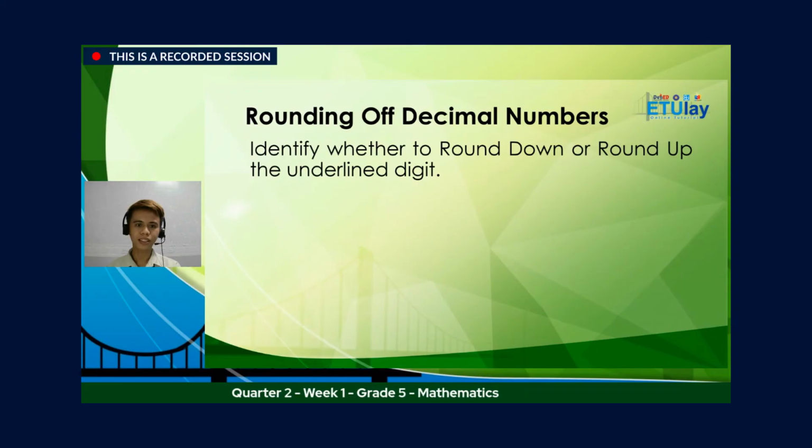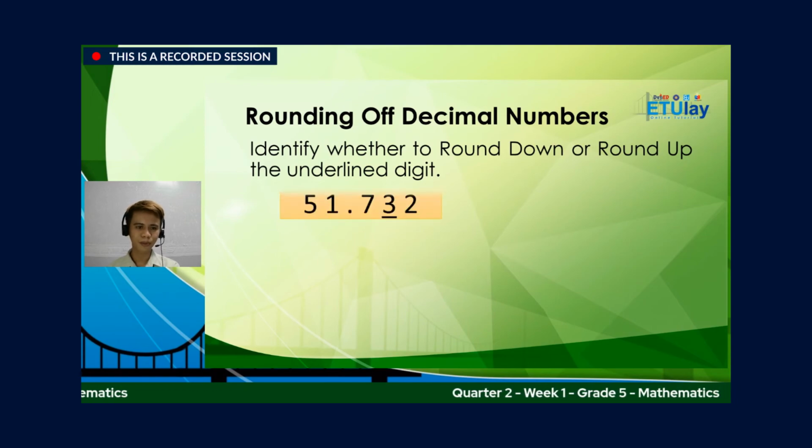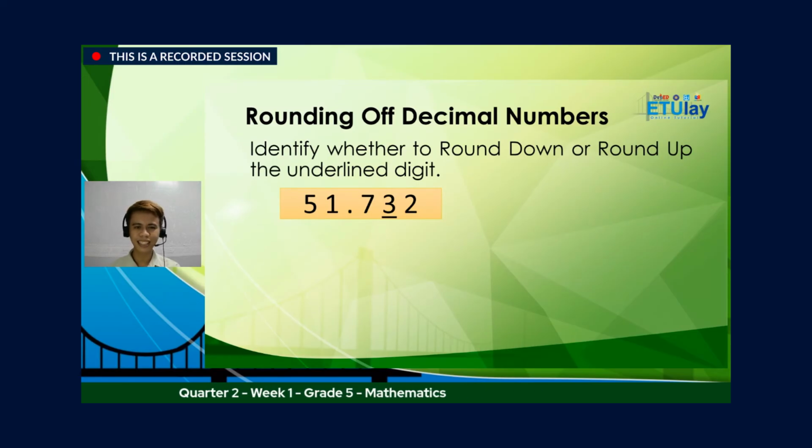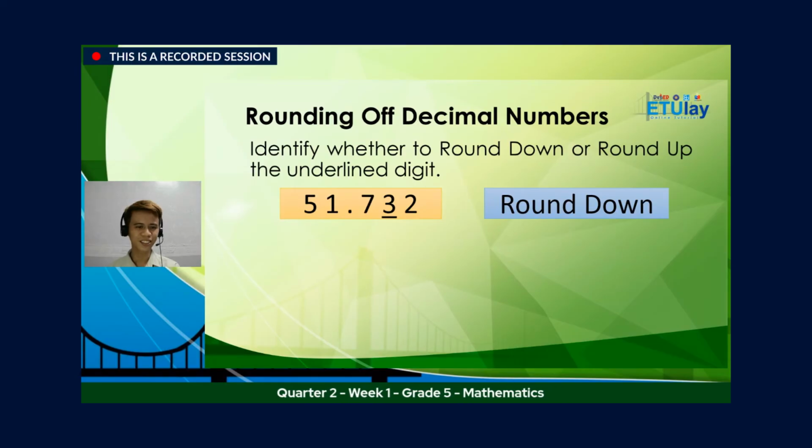Identify whether to round down or to round up the underlying digit. This is for our exercise. So example number 1, we have 51 and 732 thousandths. The underlying digit is 3. Ngayon, kailangan natin tignan kung ano ang nasa right ng ating underlying digit. At ang underlying digit natin ay 3. Ano nga bang nasa right niya? It is 2. Are we going to round down or round up? And if your answer is down, correct.